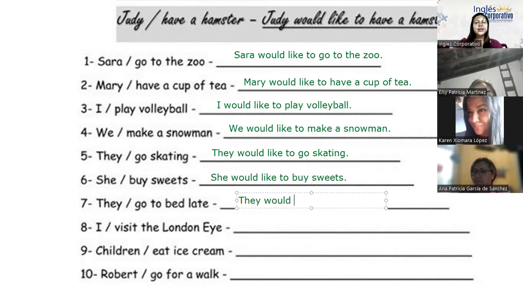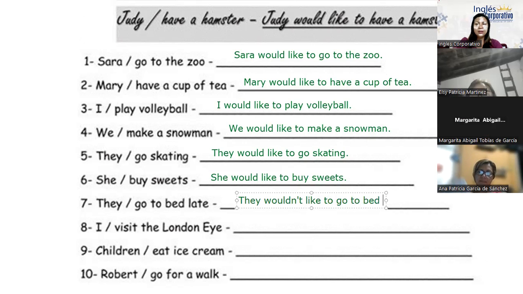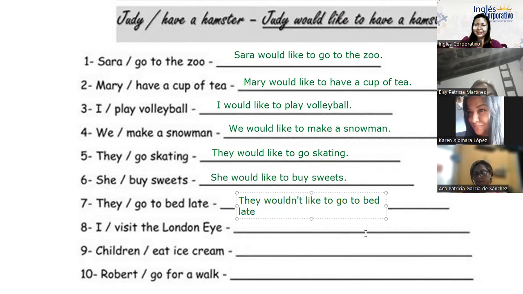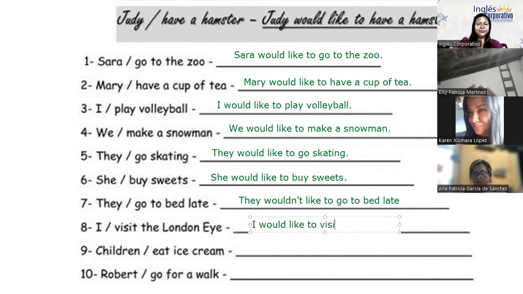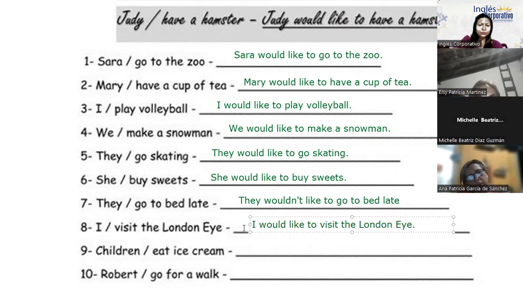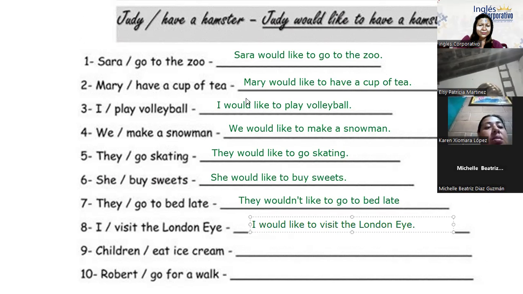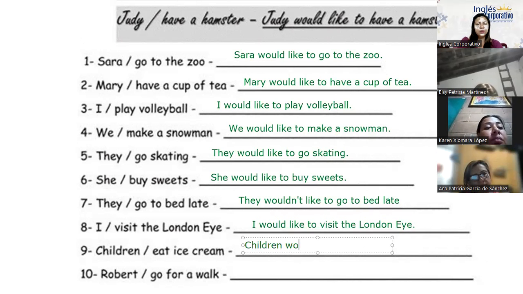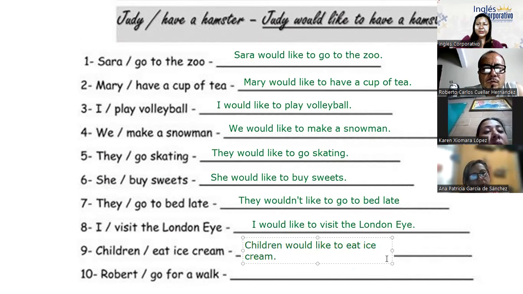Can we make it negative? How would you make it negative? I would like to visit London Eye. Yes. Would like to visit London Eye. And number nine. Children would like to eat ice cream. And number 10.